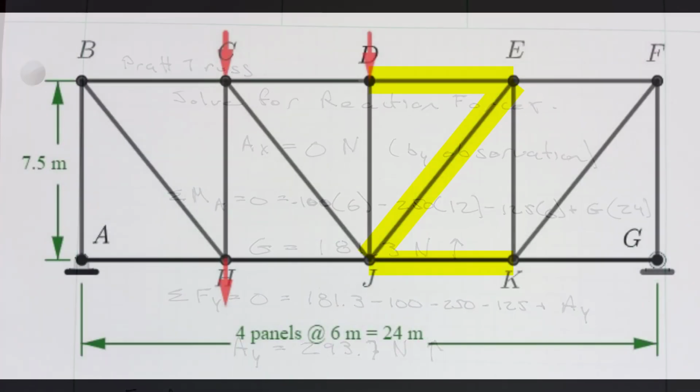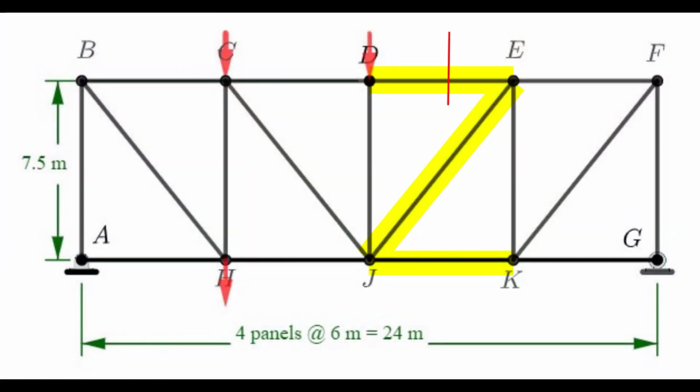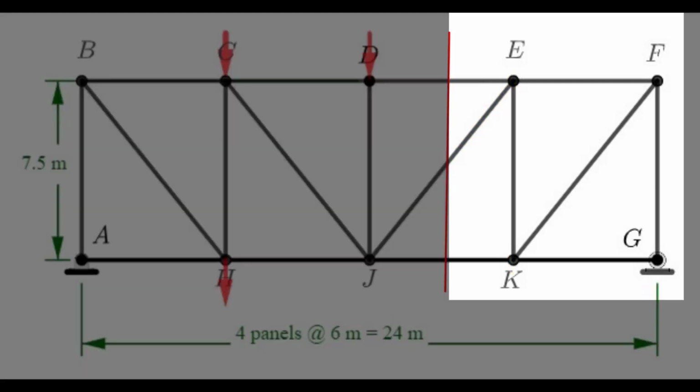Now that we know the reactionary forces, we know where the section line needs to be drawn. We then have to decide whether to draw the left or the right side of the truss free body diagram. I'm choosing the right because it's the smallest section and the one with the least number of forces on it, so the calculations will be easier.